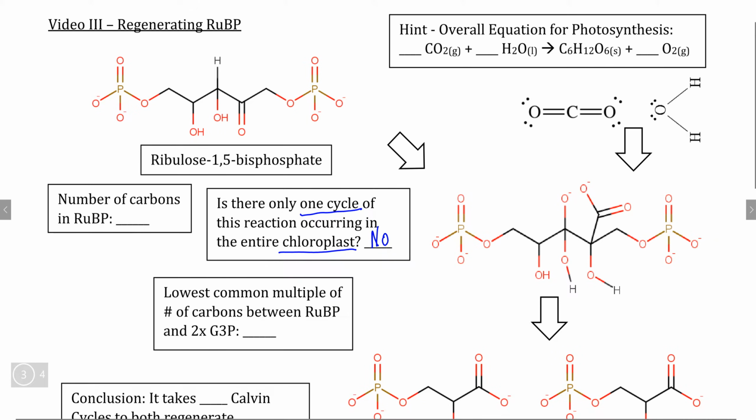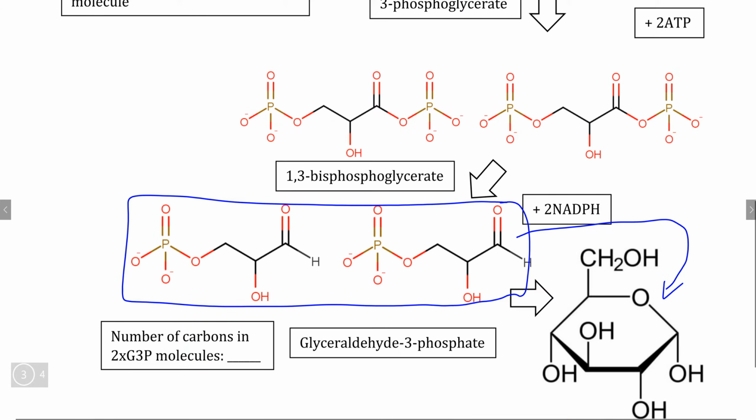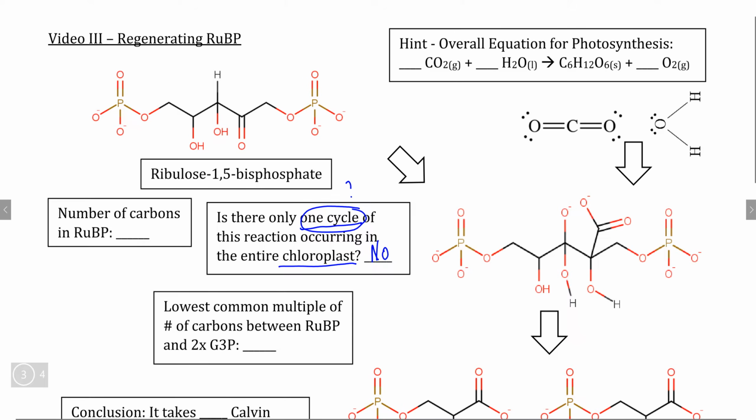So the question is, how many Calvin cycles do we need in order to be able to make enough G3P to make glucose and still have enough G3P to regenerate RuBP and keep the cycle going indefinitely? Well, we can actually look to the overall photosynthesis reaction for a little bit of a hint, because if we balance it, it gives us a hint.